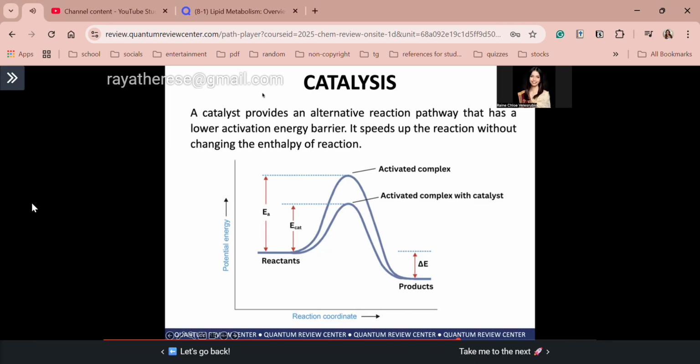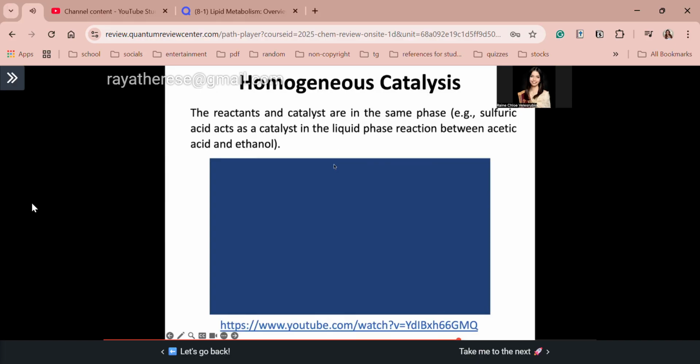Okay? Now, guys, there are two types of catalysts. We have the homogeneous catalyst and the heterogeneous catalyst. So, when we say homogeneous catalyst, okay, in homogeneous catalysis, meron kang reactants and catalysts na nasa same phase. Okay, so for example, si sulfuric acid, catalyst siya in the liquid phase reaction between acetic acid and ethanol. O, diba? Kasi liquid naman si acetic acid and ethanol.